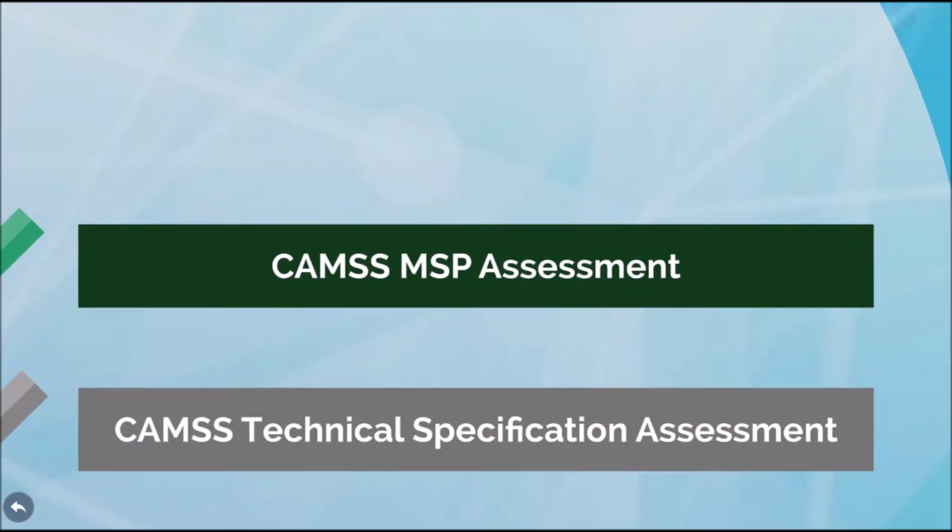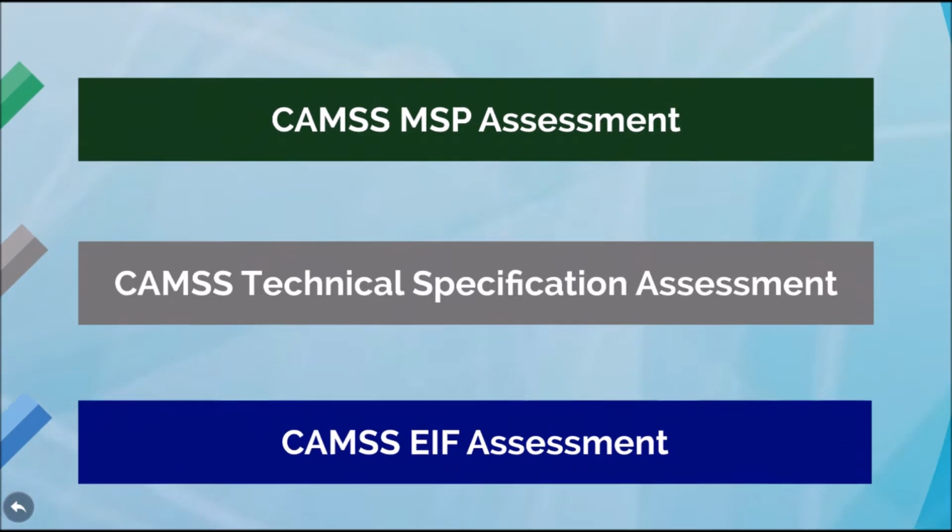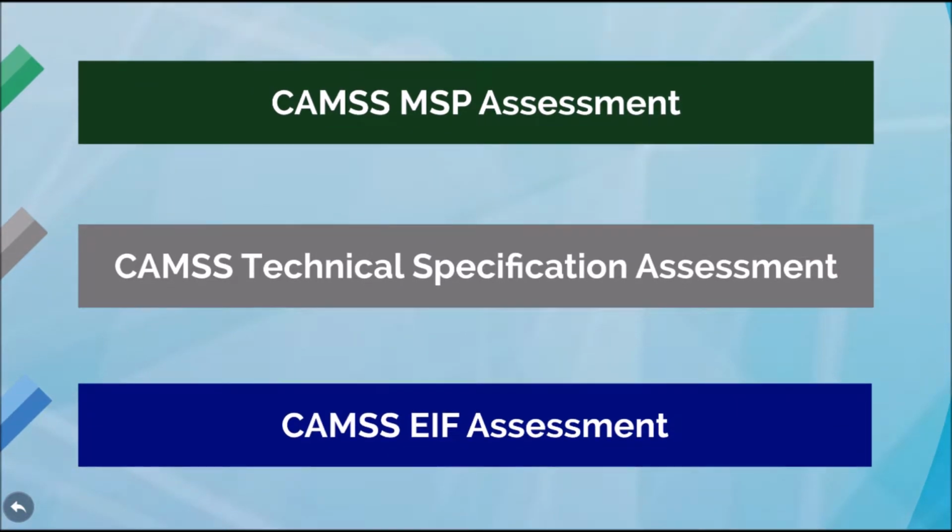For the CAMSS MSP assessment, the main use case is providing a reference for the identification by the multi-stakeholder platform, an advisory body of the European Commission, of the assessed standard or technical specification as fit for its use in public procurement. In the case of the CAMSS technical specification assessment, the main use case is providing a reference to back the choice of the assessed standard or technical specification for its use in an eGovernment project.